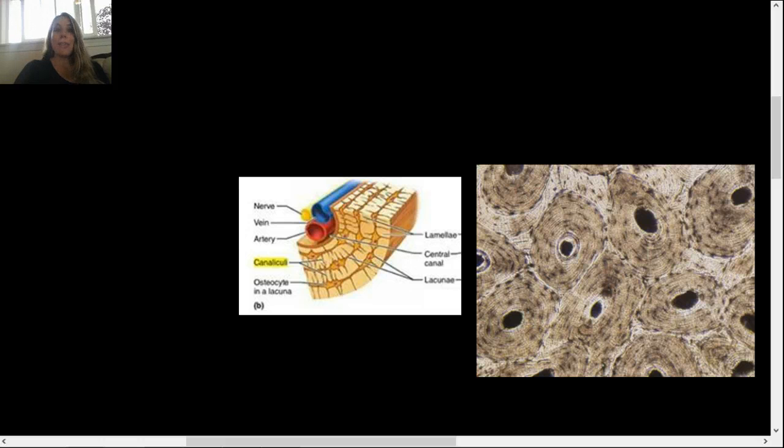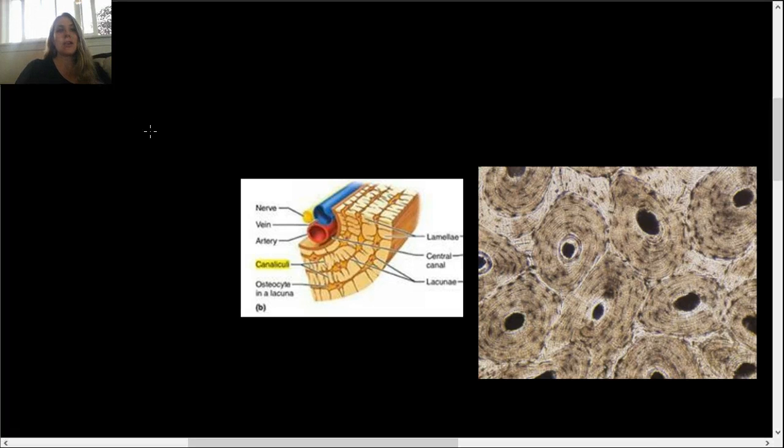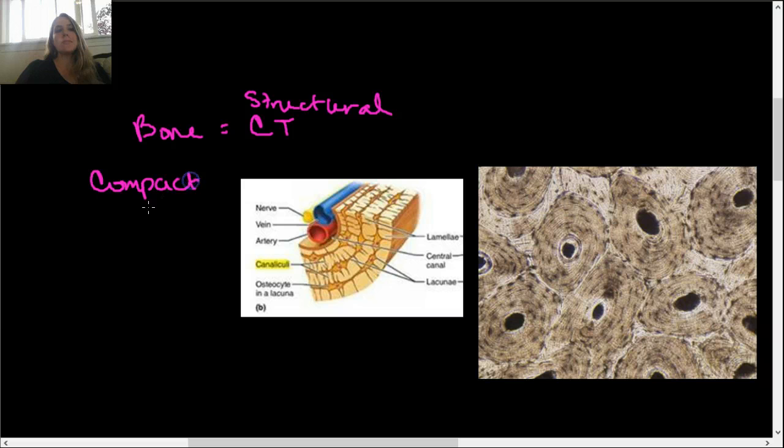So let's get started. And recall that bone is a kind of connective tissue. It's a structural connective tissue just like the cartilage. And it comes in two main types. We are going to be talking about compact bone, and we're going to be talking about spongy bone.